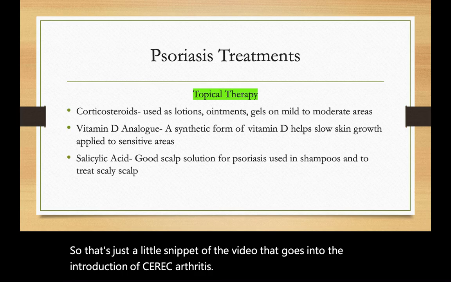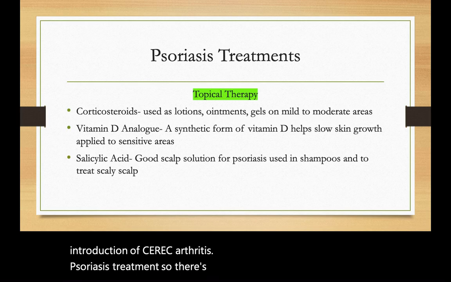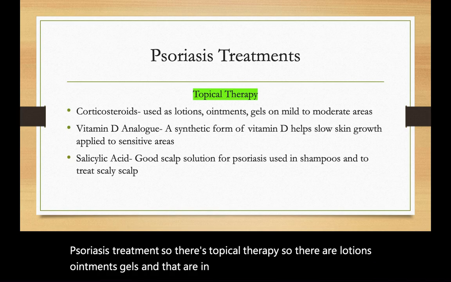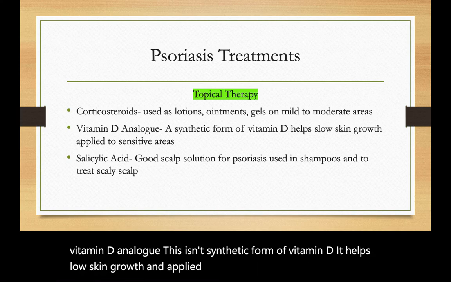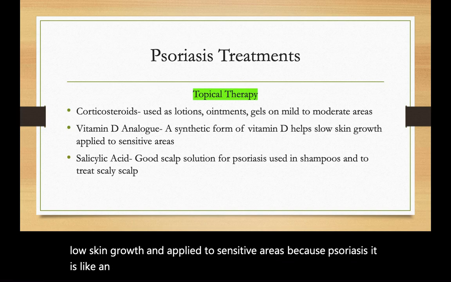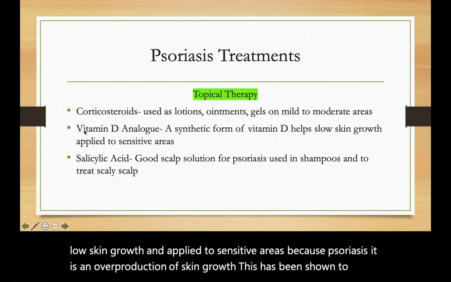Psoriasis treatments. So there's topical therapy. There are lotions, ointments, and gels for mild or moderate areas. There's vitamin D analog. This is a synthetic form of vitamin D. It helps slow skin growth and is applied to sensitive areas, because psoriasis is like an overproduction of skin growth. This has been shown to be a really good treatment.